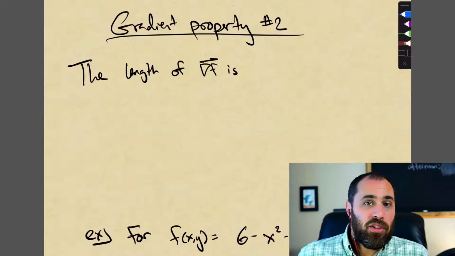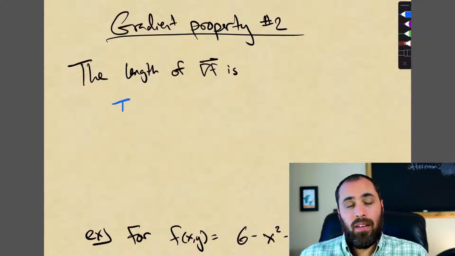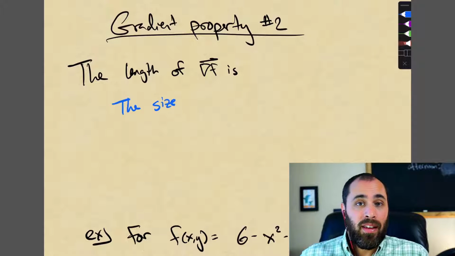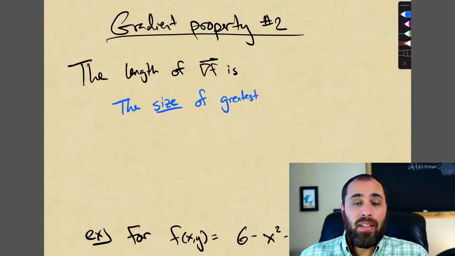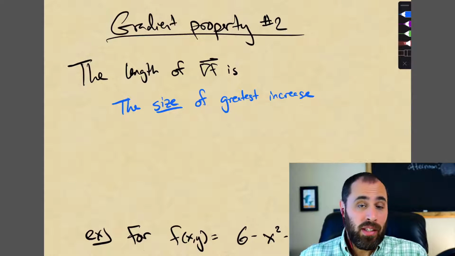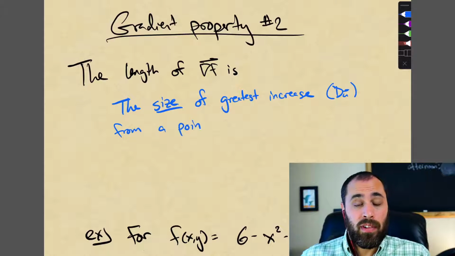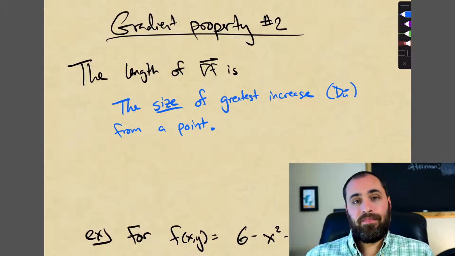The second geometric property of the gradient is to talk about its length. Specifically, the length of a gradient vector is the size of an increase in that direction. Remember, the gradient vector points in the direction of steepest increase. Its length is the magnitude of that change, or in other words, the size of the directional derivative in that direction.